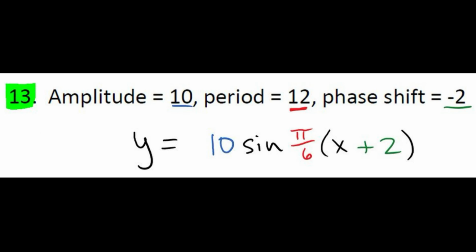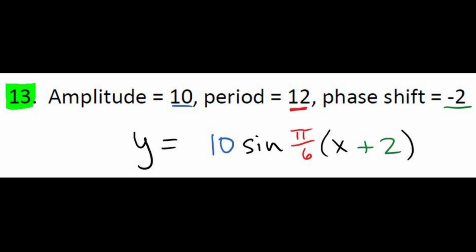And then they say they want a phase shift of -2. So I switched the sign, put it in parentheses, call it x plus 2. And that is the entire equation. You could distribute the pi over 6 into the parentheses if you wanted to, but I think it's a lot easier to read if it's in this form. So that's why I left it like this.